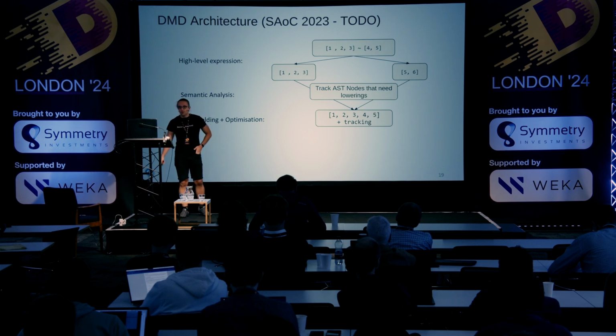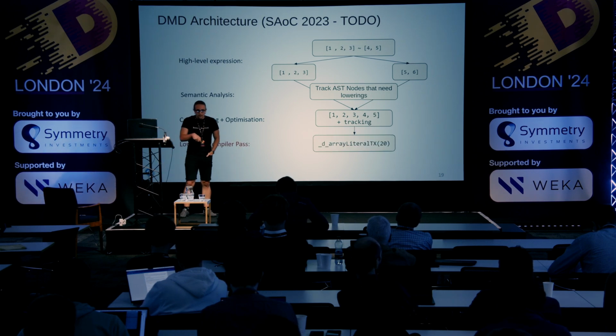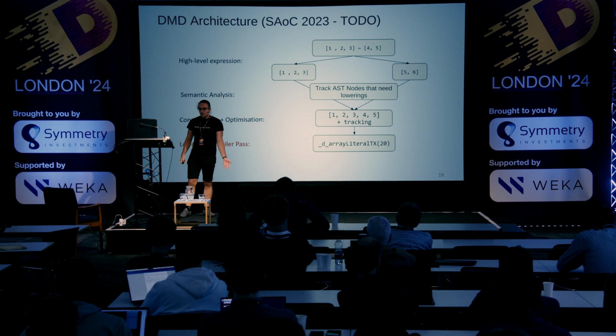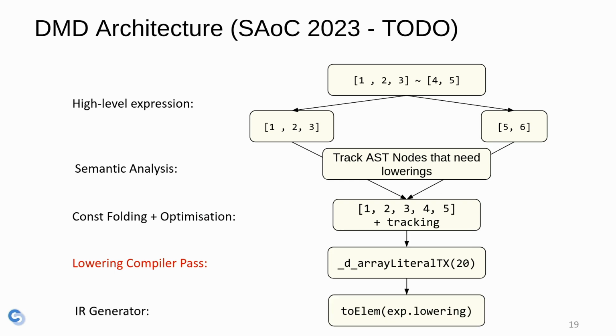Then what we propose is another compiler pass after the AST is final, so no more changes to it, all the data is there, and this is what's going to be fed into the IR generator. This lowering compiler pass would finally have all the final information we need for our hooks. Then it would just be fed to the IR generator and everyone would be happy.